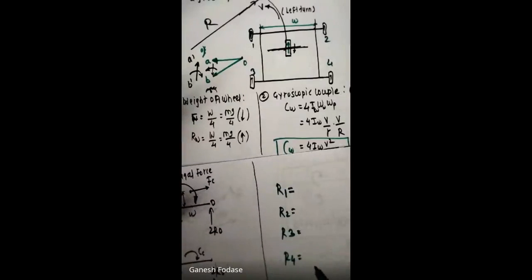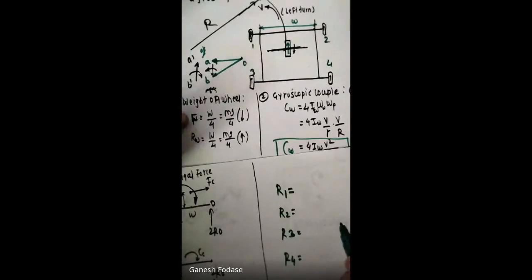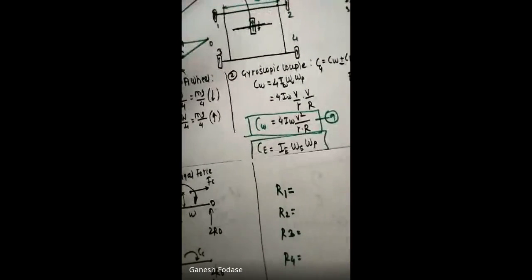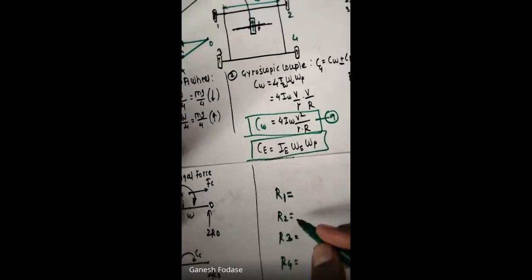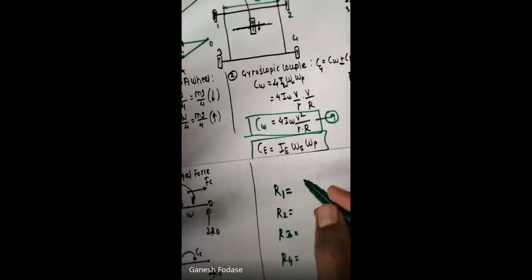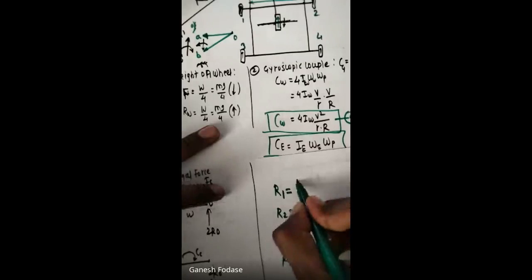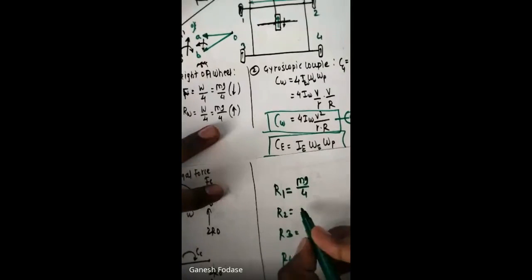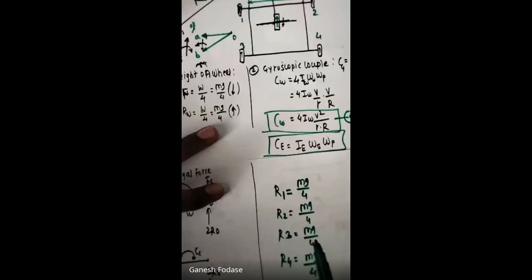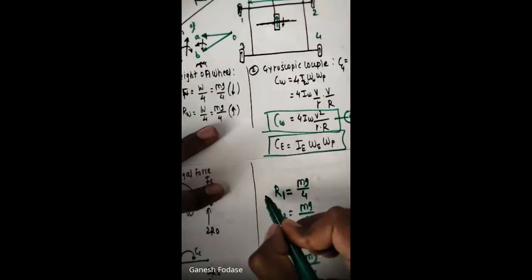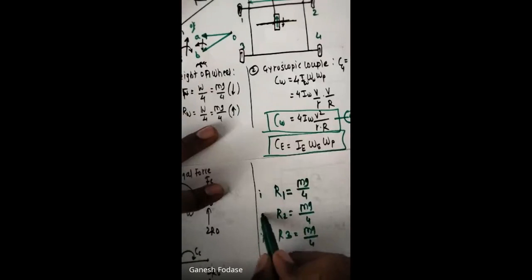See, I have to find out these reactions for stability. All reactions must be plus. Now tell me, R1, R2, R3, R4. So first we'll write due to weight. How will this reaction act? The weight reaction is always upward. So I'm writing here mg by 4 plus. Why plus? Upward is positive, you consider. Mg by 4, here also mg by 4. On all 4 wheels, this reaction is acting in upward direction, therefore plus. Out of these, which are outward, which are inwards? 1 and 3 are inward, inner wheels. And these 2 are outer wheels.